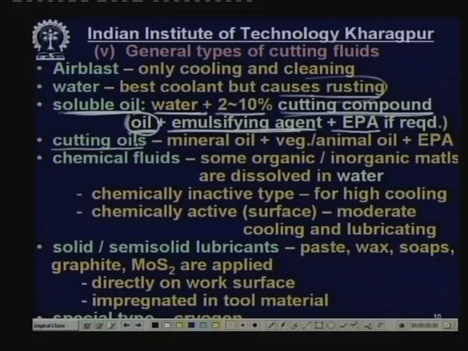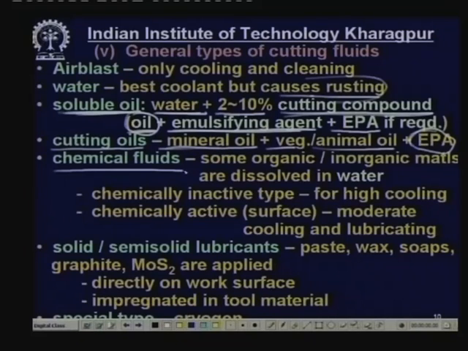Then cutting oils. The cutting oil is basically mineral oil in which some vegetable oil, animal oil, etc. are added. In addition to that, if required for heavy cuts, some extreme pressure additive is also added. This together is called cutting oil.